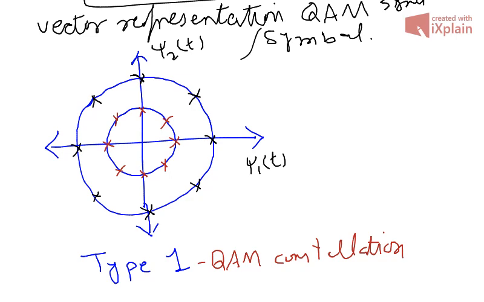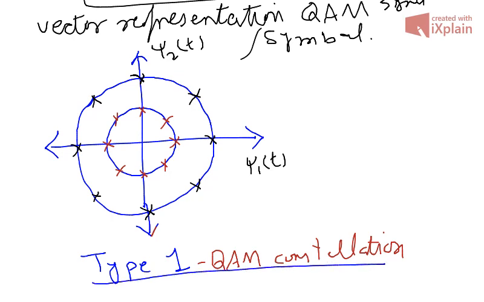Type 1 QAM constellation. Well, soon after the use of this signal constellation, another type, the type 2 constellation, was used, and it was proved that this is better than the type 1 constellation. Its performance is better.